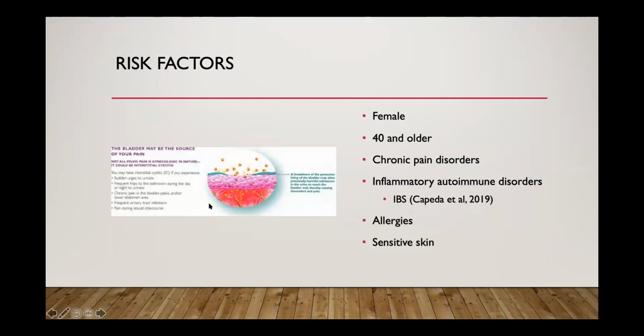Okay. Risk factors: they're usually female. You can see them in males, but for some reason, it's more prominent in females. 40 and older, they have chronic pain disorders. They also usually have inflammatory autoimmune disorders like IBS, people with allergies and sensitive skin.